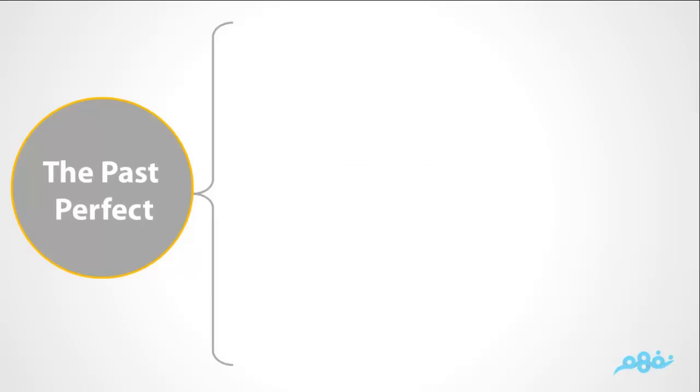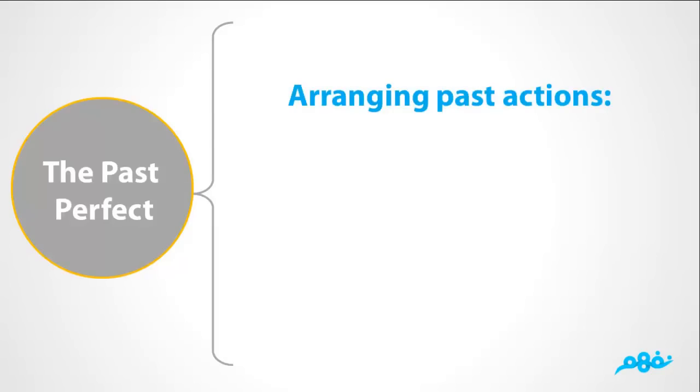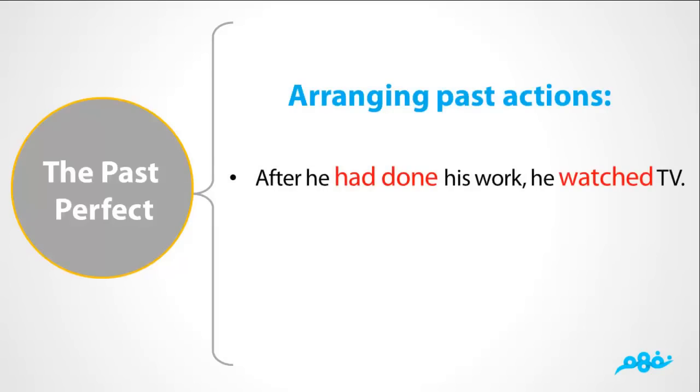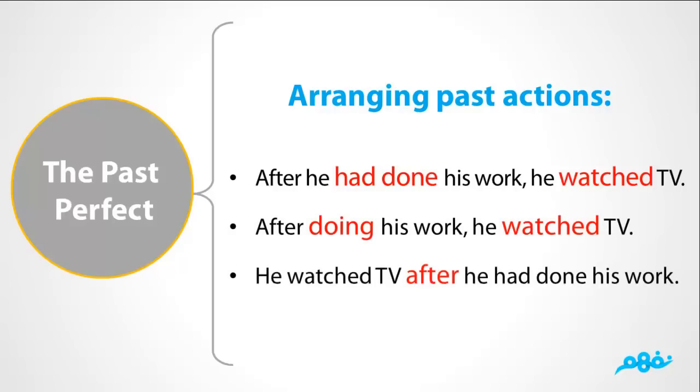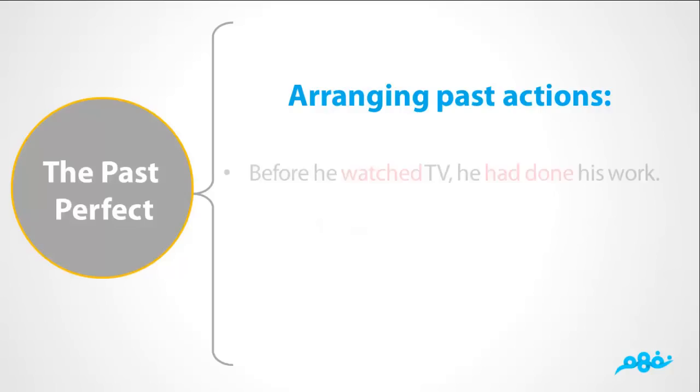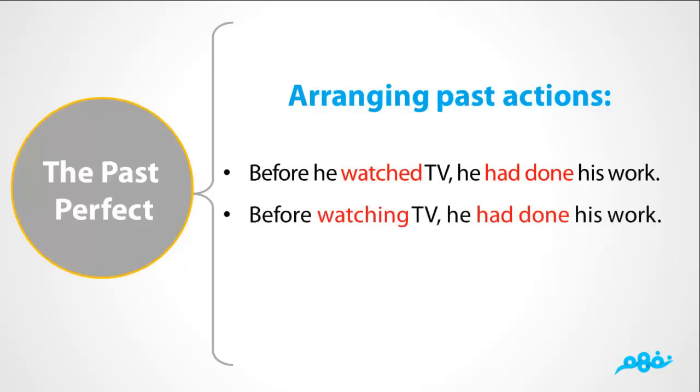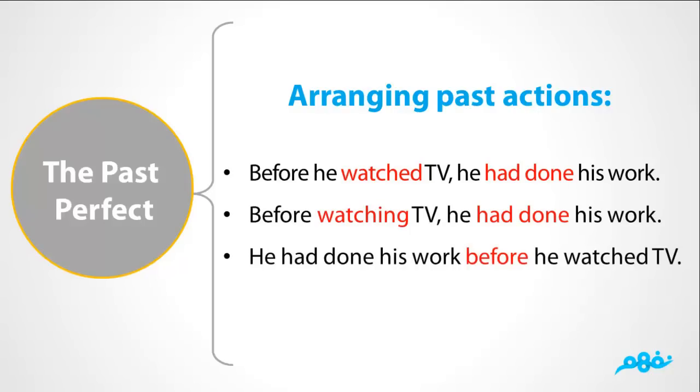The past perfect. The past perfect is used with the past simple to arrange past actions. After he had done his work, he watched TV. After doing his work, he watched TV. He watched TV after he had done his work. Before he watched TV, he had done his work. Before watching TV, he had done his work. He had done his work before he watched TV.